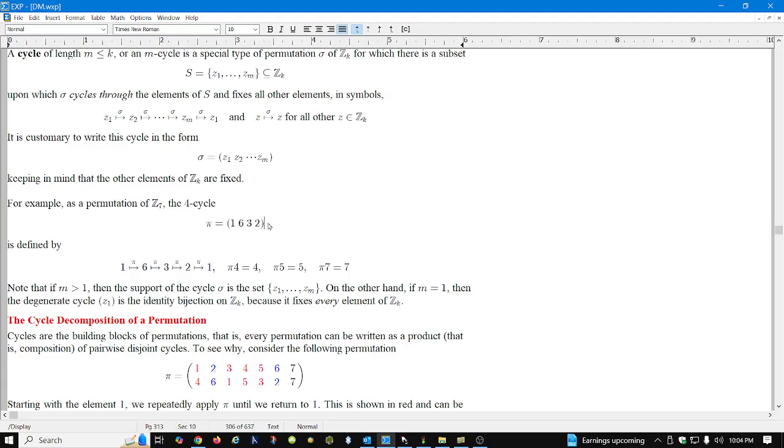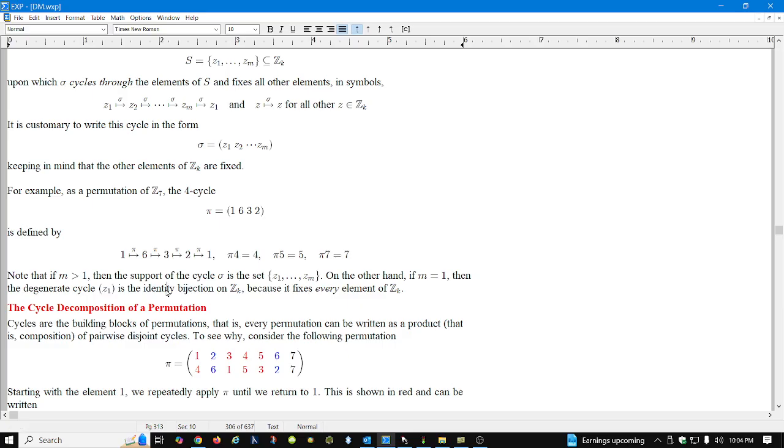As long as there are at least 2 elements in the cycle, as long as it's a 2-cycle or larger, the support is the elements in the cycle. So in this case, the support of pi here is 1, 6, 3, and 2. Those are the elements that are moved. When m is 1, when you have a cycle of length 1, well, z1 is sent to z1. But everything else is fixed. So everything is fixed. z1 is fixed and all the other elements are fixed. So this is the identity bijection. And its support is empty.